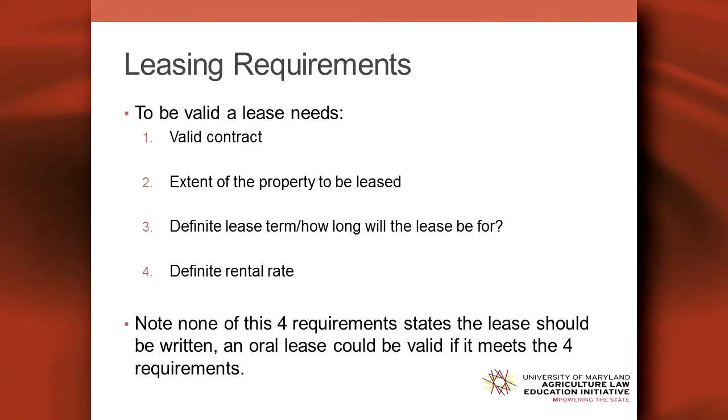So what does it take to be a valid lease? What are the requirements involved in this? Well, first we need a valid contract, and we do have a contracting video available if you want to watch it to get an idea of what a valid contract is. We need to know the extent of the property to be leased. This doesn't mean the address of the property. We want a legal description of the property so we know what exactly is being leased here.